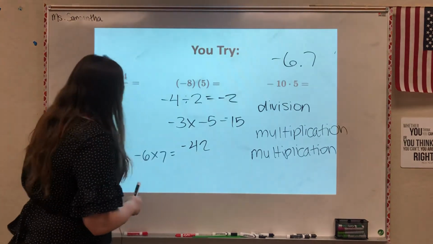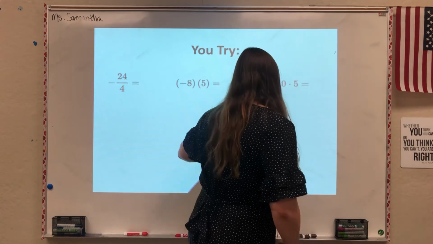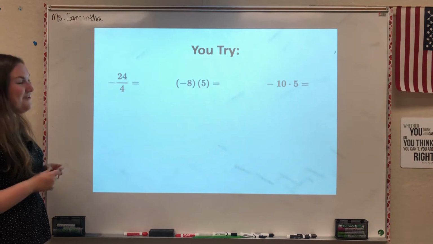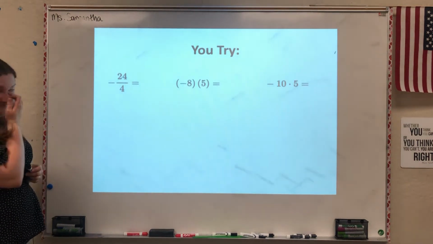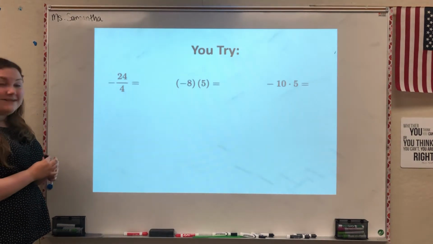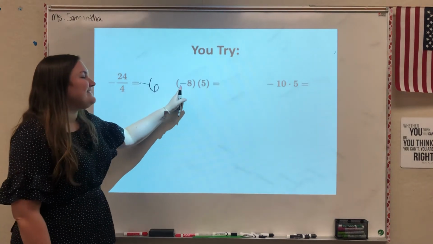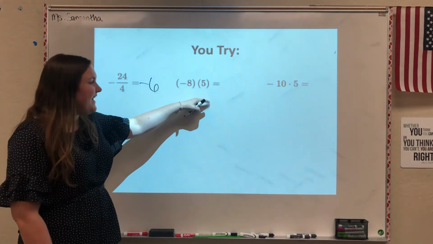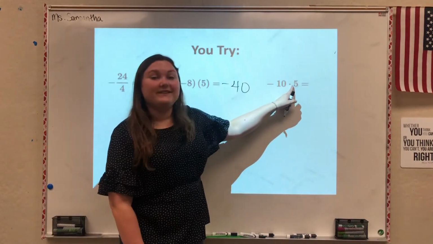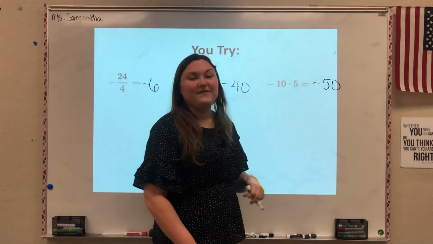So keeping all that in mind, I've got 3 practice problems for you here. I'm not going to read them out yet, just because part of this is, do you know what they say? So go ahead, try these 3. All right, this first one is saying -24 divided by 4, which would be -6. This next one with the parentheses is saying -8 times 5, which would be -40. And then this last one with the little dot is saying -10 times 5, which would be -50. How'd you do?